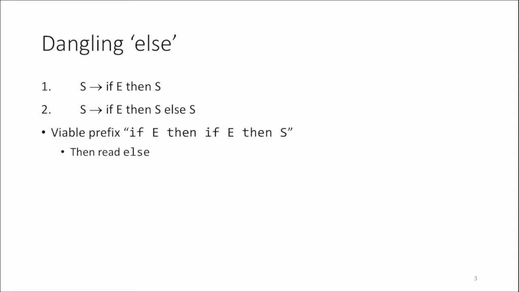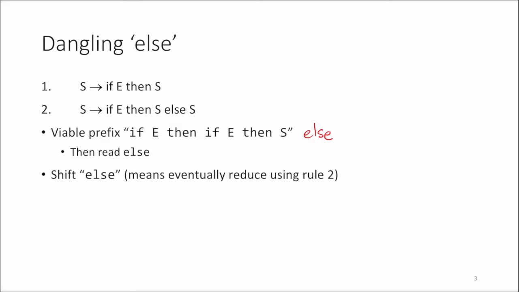Then if I have a prefix, if E then S, so there's two if statements, and then right after that I have an else, right? So that's the next statement. So what should I do here? Well, if I look ahead and I see an else, if I shift, which means I'm going to eventually use this rule, right? Because I'm going to have if E then S else, and then I'm going to have some S over here, something, it'll expand to some statement.